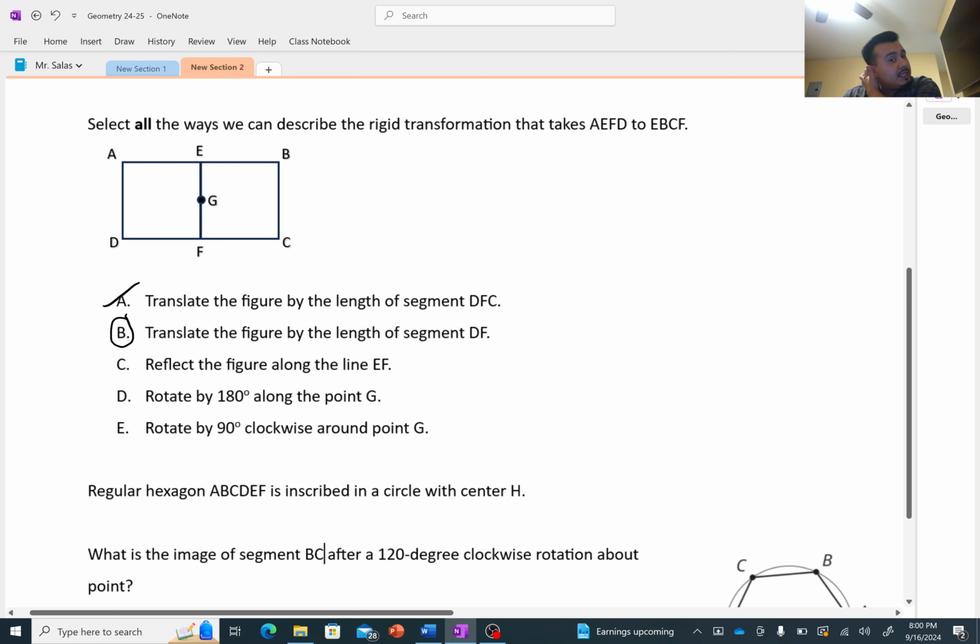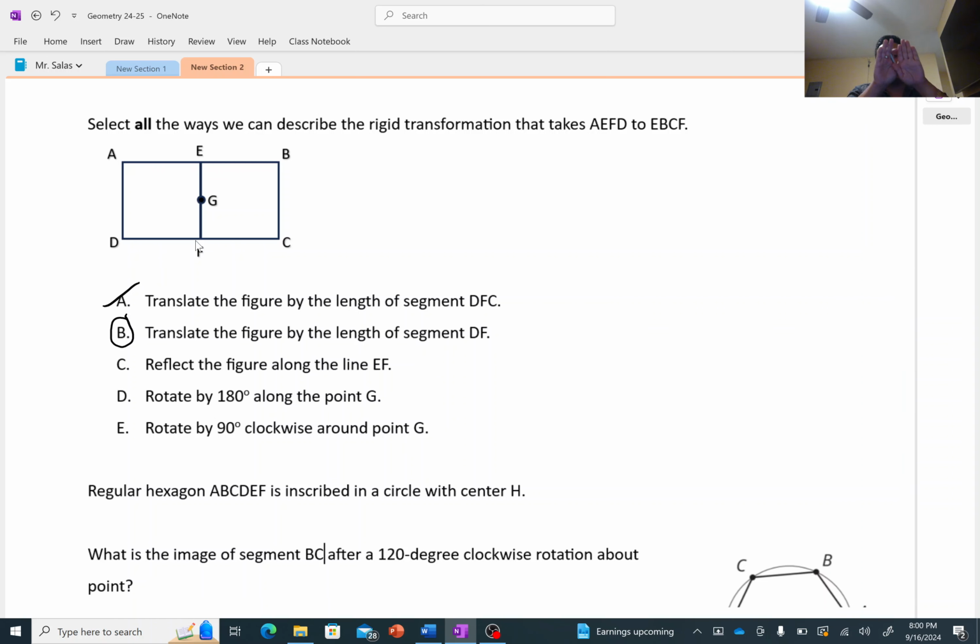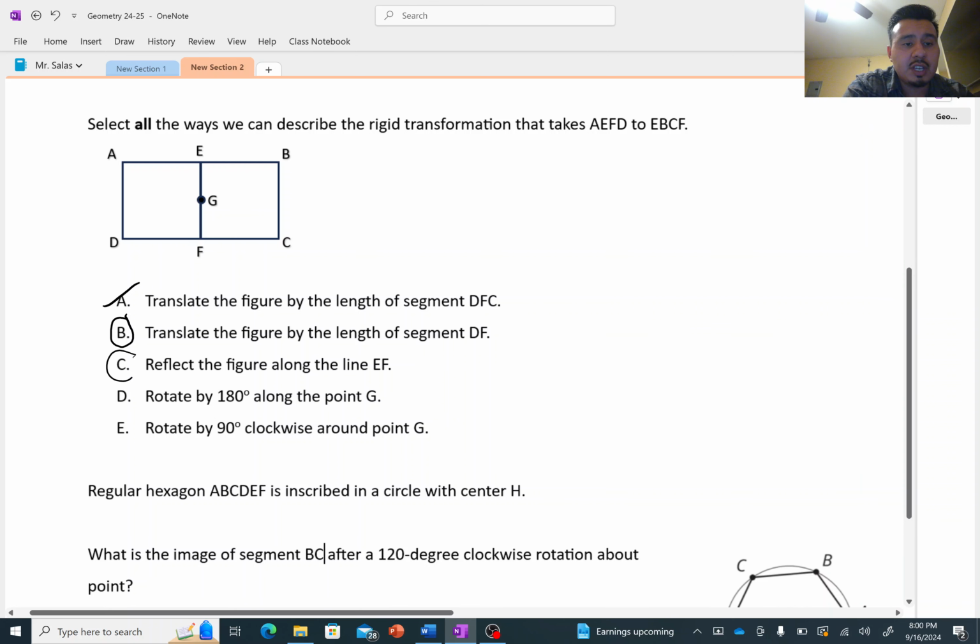Let's look at option C. C says reflect the figure along line EF. Well, first of all, line EF, if you look at the mouse, is the one that splits the squares right down the middle. If I reflect the left square over that center line, they are going to overlap. So that makes this statement true. C is also another way that we can get the one square onto the other.